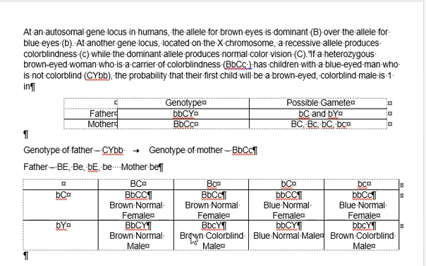And then the question wants to know, what is the chance that you would have a brown-eyed colorblind male? That would only be 1 in 8. So here is your brown-eyed colorblind male, because he has the B that dominates, and then he has a little c, which means he's colorblind, and a Y, which means he's male. Hope this helps.